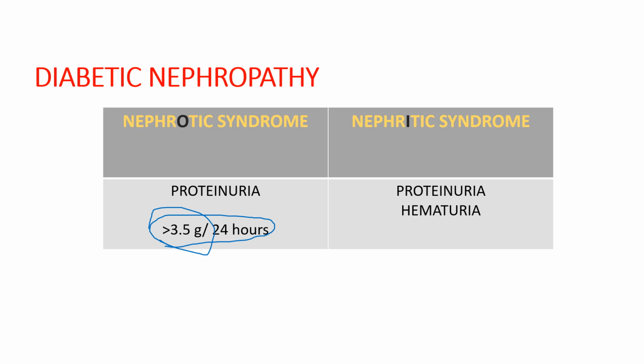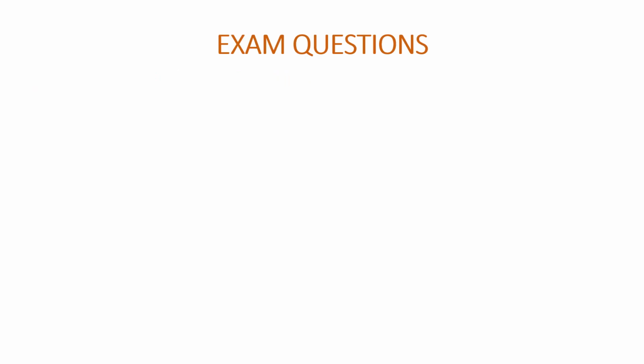So the way I like to remember this is, in nephrotic syndrome, you have an O, whereas in nephritic syndrome, there is an I. In O, there is only proteinuria, whereas in I, there is both proteinuria and hematuria. So O for only proteinuria. There can be other things such as fats, like fat bodies, in the urine. But in comparison with protein and RBC, remember that only proteinuria is seen in nephrotic syndrome, whereas in nephritic syndrome, both proteinuria and hematuria are seen.